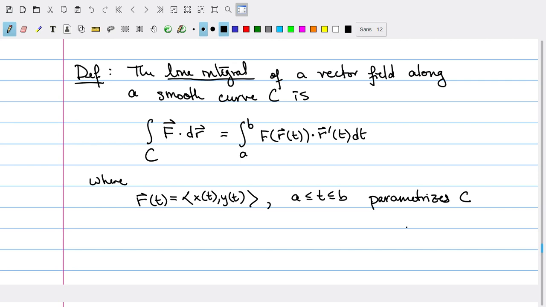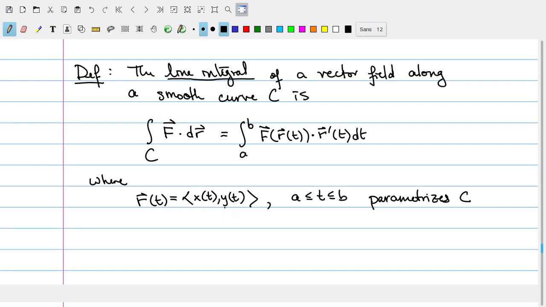So where r of t equals x of t, y of t for t between a and b parameterized as c, and we can also do a three-dimensional version, and the equations above here aren't changing at all. The only thing that's changing is my expression for r would then have three components, and the dot product would be the dot product of vectors which have three components as well.